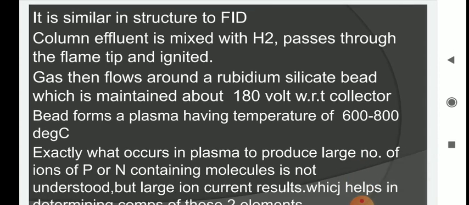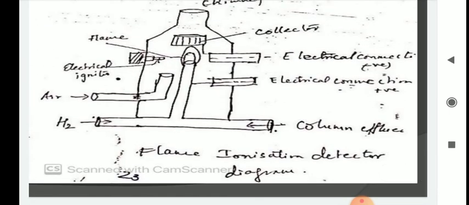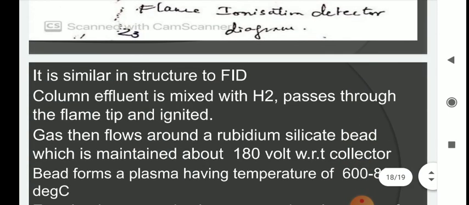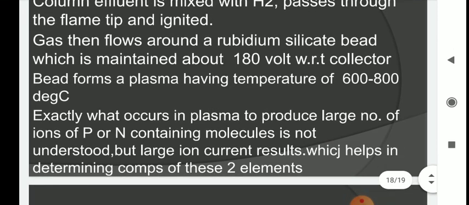It is similar to your FID in structure. Column effluent is mixed with hydrogen, passes through the flame tip and is ignited. So with the help of the electrical igniter on the left side, you can ignite it and you get a flame. Gas then flows around a rubidium silicate bead which is maintained at about 180 volts with respect to the collector. The bead forms a plasma having a temperature of 600 to 800 degrees Celsius.